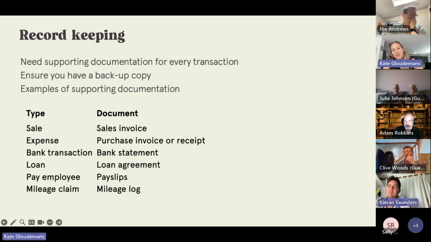But in all honesty, there are a few examples here. For example, if you claim mileage, technically you're supposed to keep a mileage log, saying I went from here to here, and this was the journey. Again, it's just about providing that support. If you don't have that information, HMRC has more chance of turning around and saying, I don't think it's a business cost, because you can't prove it. And therefore the onus is on you to get that information.